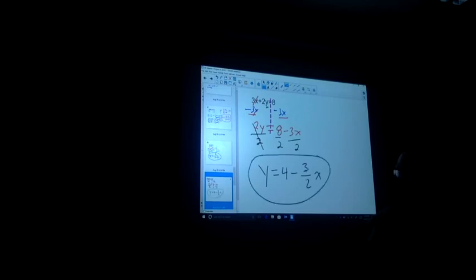And there's my answer. And again, some people might choose to have their answer like this. We'll get to this in a little bit. Negative 3 over 2x. 3 over 2, that's a 2, I'm sorry. And it's a positive 4. So which answer is correct? Both of them are correct at this point. Okay?